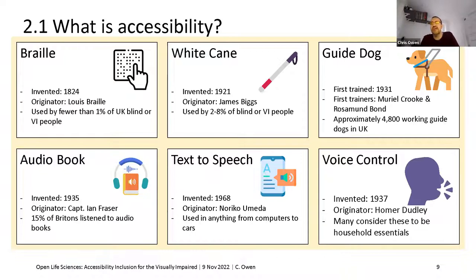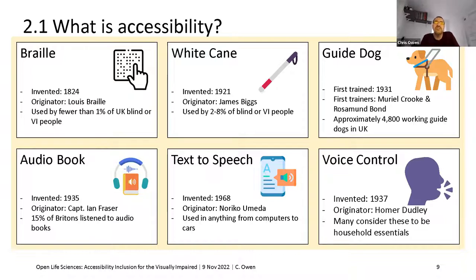And then, of course, the final one is the guide dog. Now, the guide dog had its 90th anniversary last year. The first guide dogs had been trained. They're one of the big things that people look at, and people think of blind people with their guide dogs. But there are actually fewer than 5,000 working guide dogs in the UK. When you take that into perspective, there are 350,000 registered blind or sight impaired people in the UK. So the percentage of people with a guide dog is very, very small.